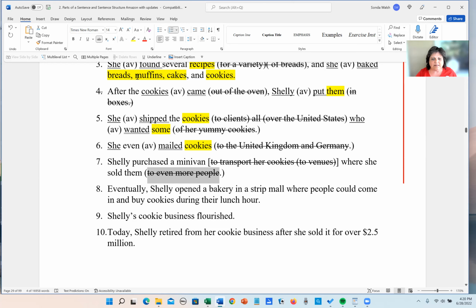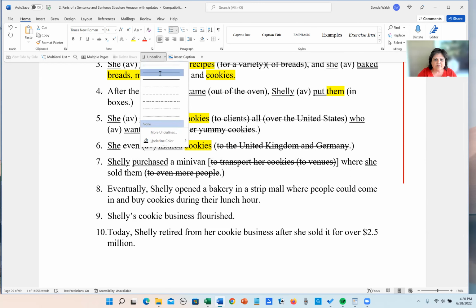All right, next one is find our subject. So where's my vowel? Shelley is our subject. And she is our subject. Okay. The next thing we need to do is find our verbs. So purchased is a verb. And sold is a verb.